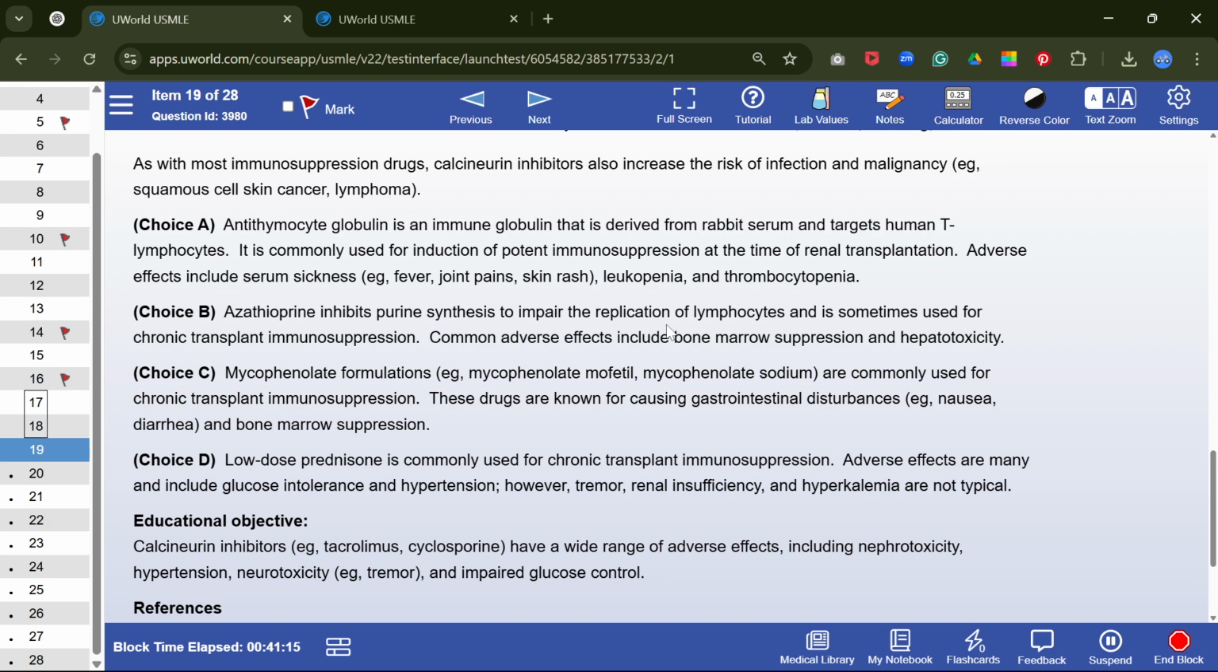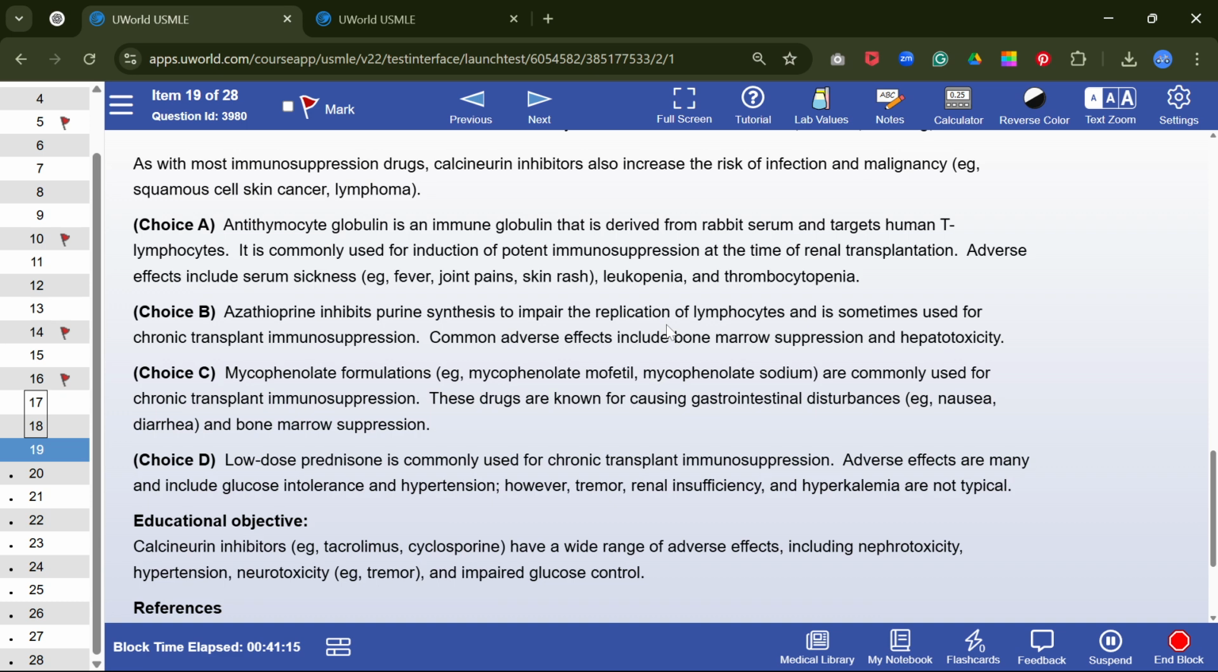Antithymocyte globulin is a globulin derived from rabbit serum that targets human T lymphocytes. It is commonly used for induction of potent immunosuppression at the time of renal transplantation. Adverse effects include serum sickness, fever, joint pain, and skin rash, leukopenia, and thrombocytopenia.